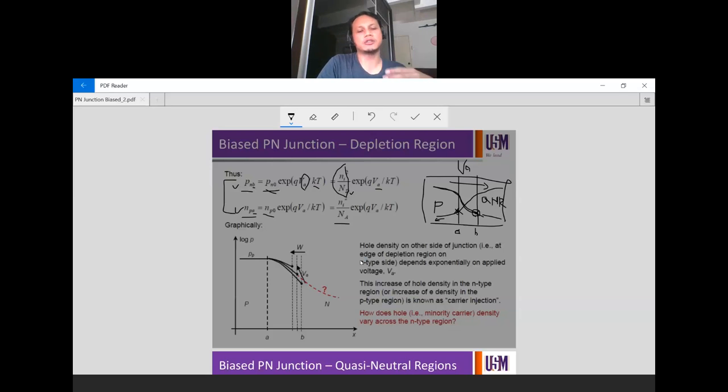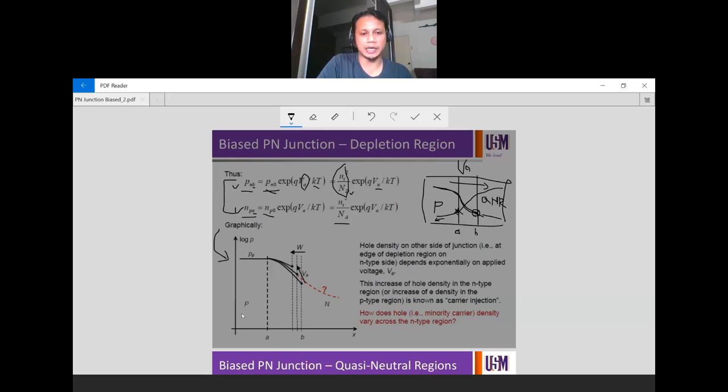So based on this calculation, after you do the calculation, you should be able to see higher values of NPA and PNB versus thermal equilibrium values, right? So you can see here from the schematic down here, the graph down here.